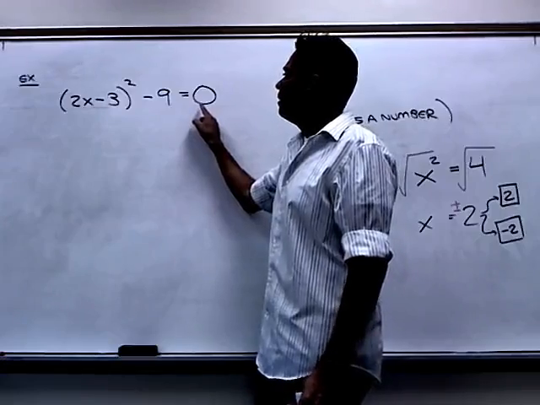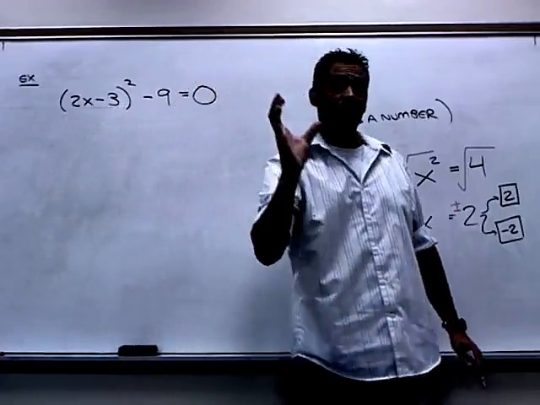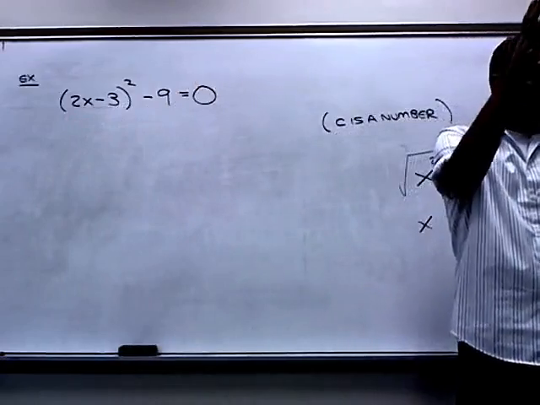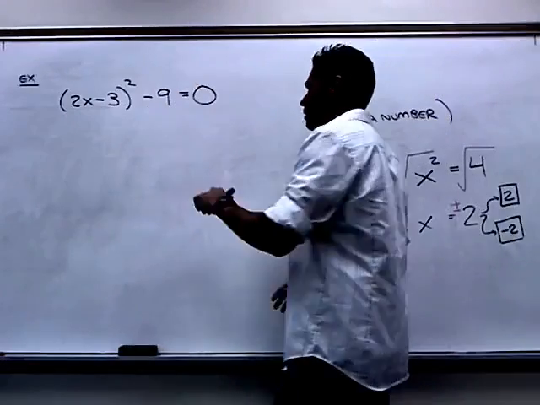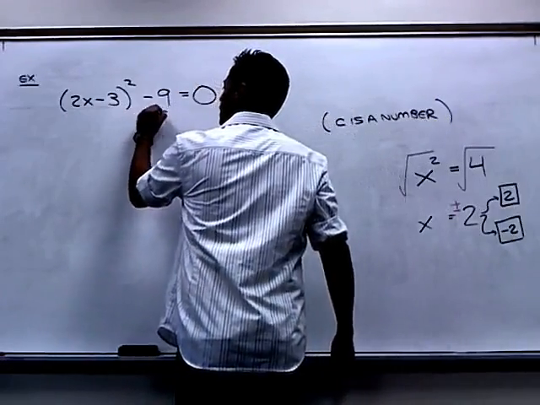I want to isolate it. I want to get the thing squared by itself first, so that it looks exactly like something squared equals a number. So add the opposite: 9 to both sides.